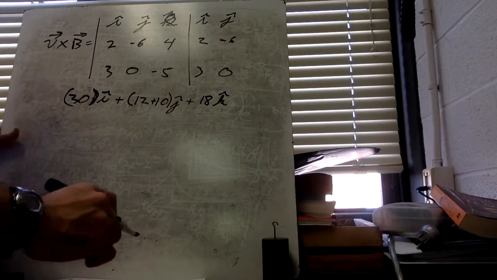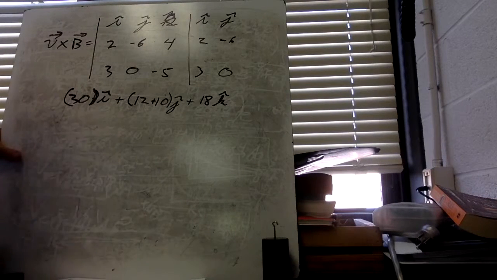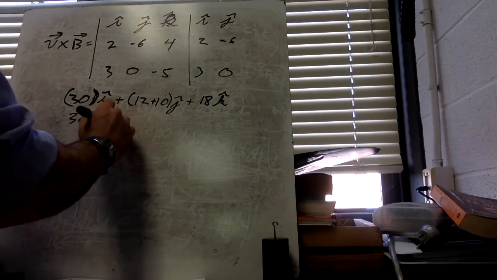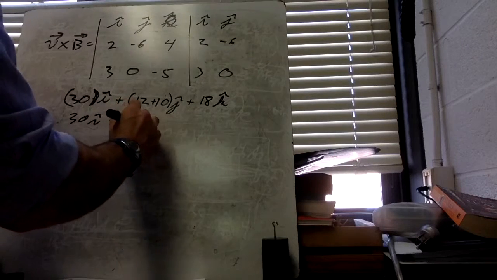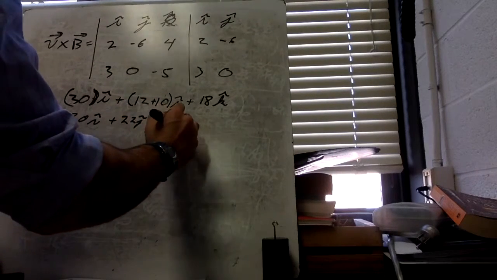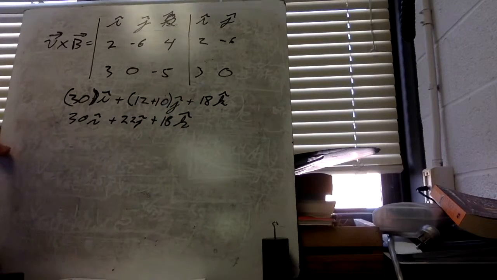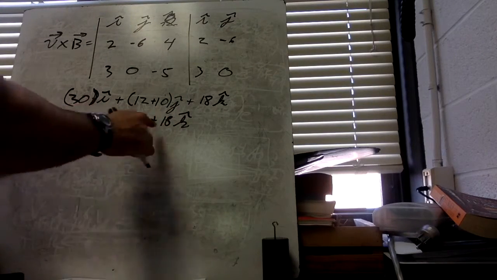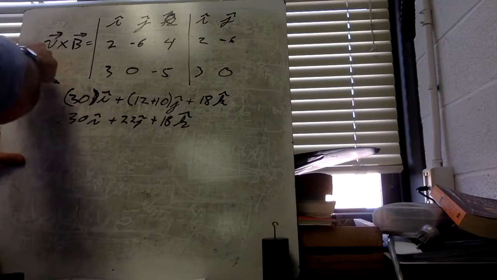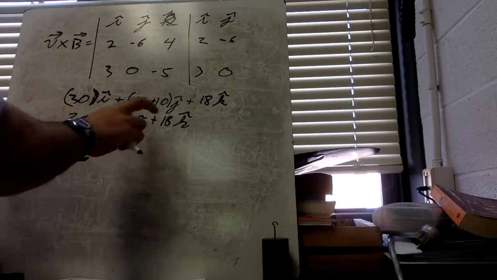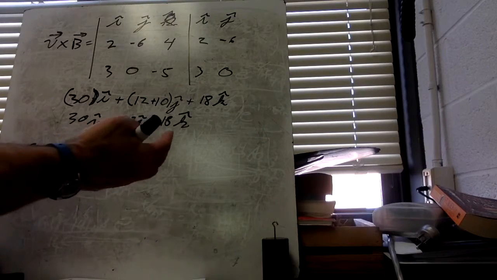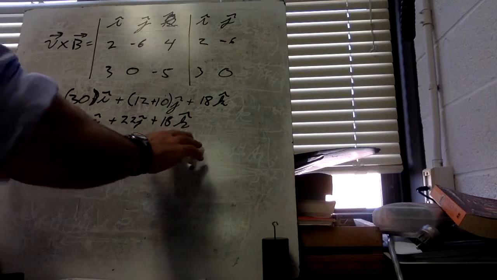All right, so that's the v cross b, and then what I'm going to do now is simplify this: 30i plus 22j plus 18k. So now if it's a proton, what I do is I take this and multiply it by q, because the force is qv cross b. So this is v cross b. Then for part A, it would simply be the charge of a proton. So I take 1.6 times 10 to the negative 19th, and I multiply it by this.